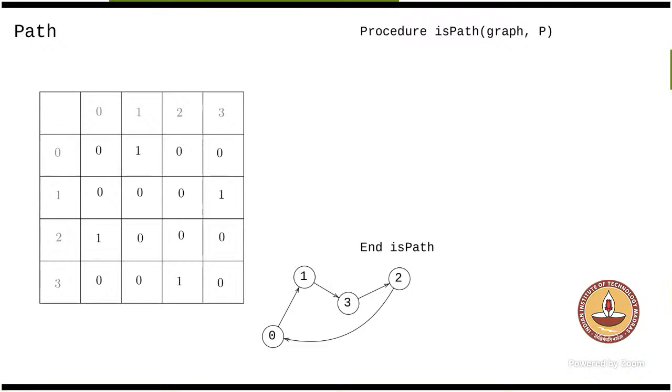DFS. Okay, DFS. Can we go through each row? Like if we take 0, 0, if the entire column of 0 is 0, then there is no path at all to that 0. Okay. Is that the correct way?